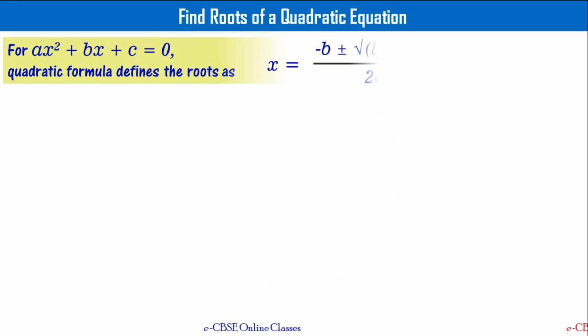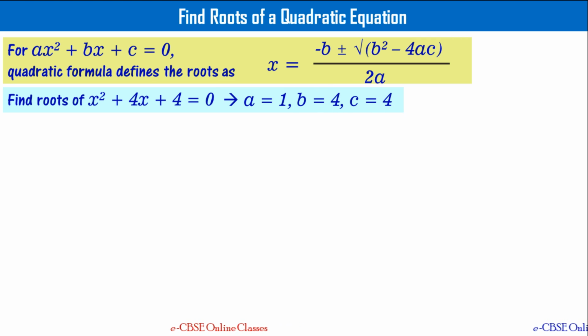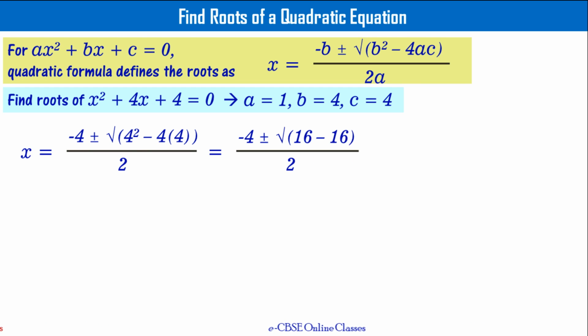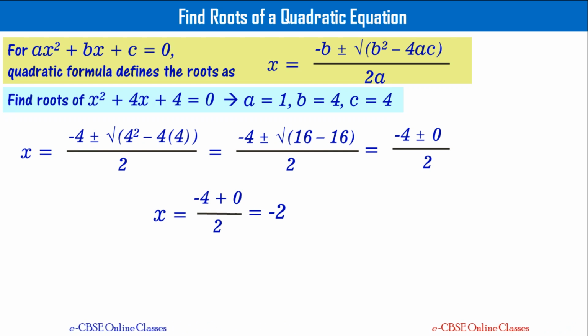Now, let's take a look at another problem, that is find roots of x square plus 4x plus 4 equal to 0. When you compare this equation with ax square plus bx plus c equal to 0, you can say that a equal to 1, b equal to 4 and c equal to also 4, right? Let's substitute these into quadratic formula to write it as x equal to minus 4 plus or minus 0 divided by 2, right?